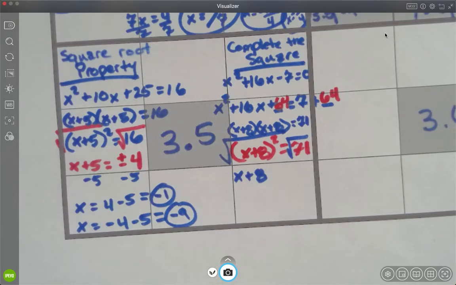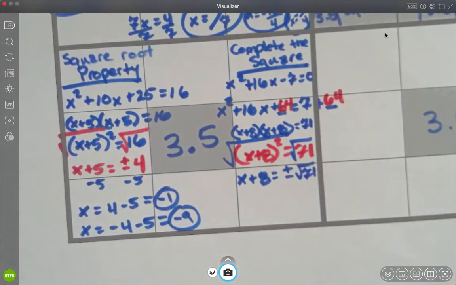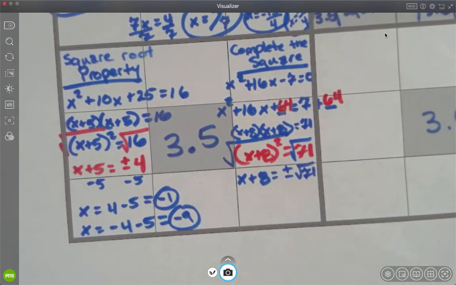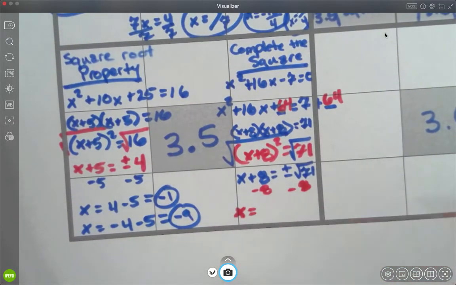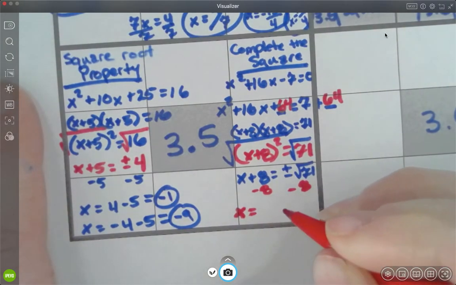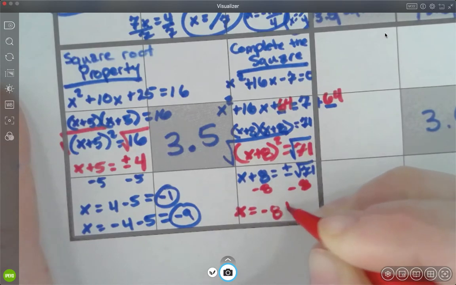So how do we write it? Equals the square root of 71. You're close. Plus or minus the square root of 71. We're almost there. I need to get x by itself. Subtract 8. So what will this answer look like? X equals negative 8 plus minus the square root of 71.